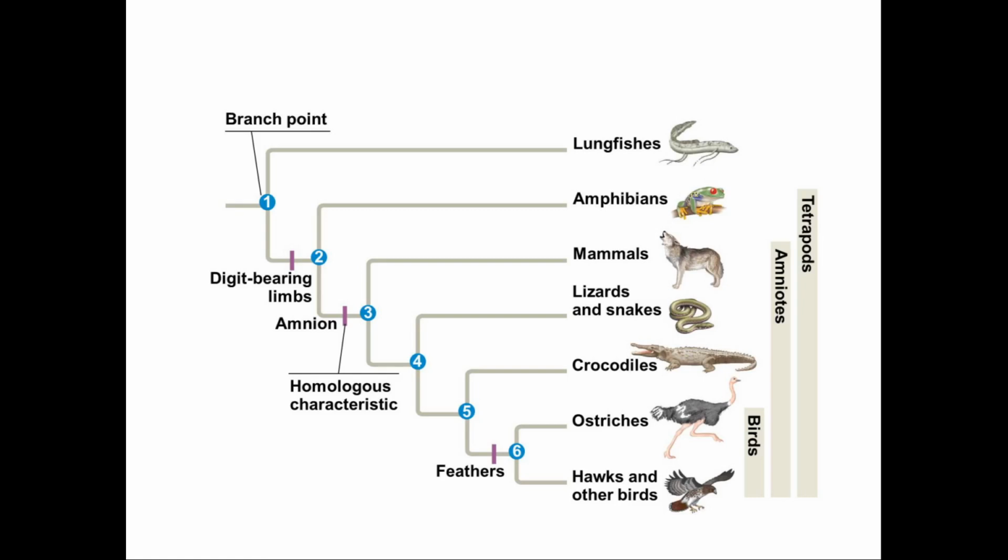So if you want to go back to these trunks or these branches coming out, that's where there's a common ancestor between. For instance, you see this little purple line here in front of the sixth where it says feathers. So that's our ostriches and our hawks and other birds, the common ancestor for them. And after 5, we have a common ancestor for crocodiles and the birds. And after 4, there's a common ancestor between the lizards and the crocodiles and the birds. All right.